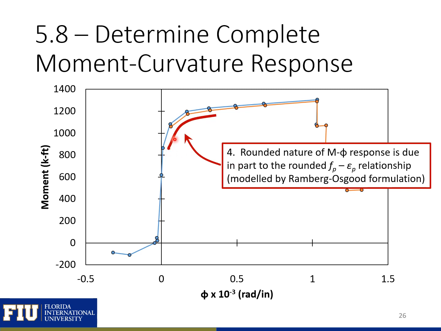Next, you can see the rounded nature of this moment curvature response. This rounded nature is mainly because of the stress-strain relationship for our pre-stressing strands. So we're modeling the stress-strain relationship of the pre-stressing strands using the Ramberg-Osgood formulation, and that contributes to this rounded nature in the moment curvature response after the concrete has cracked.